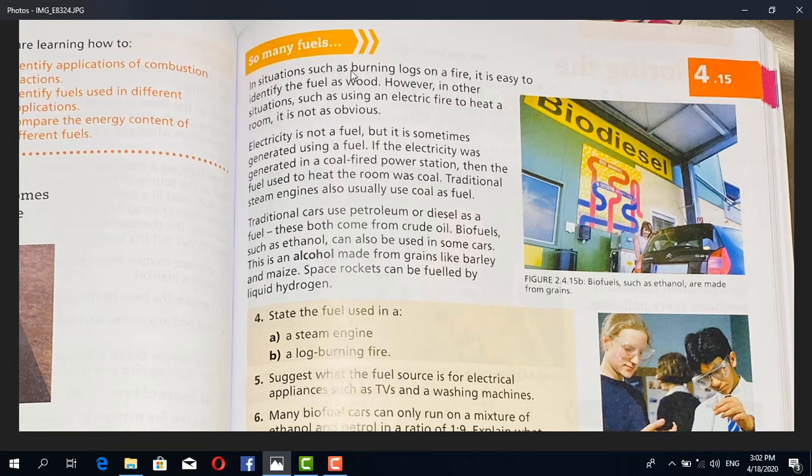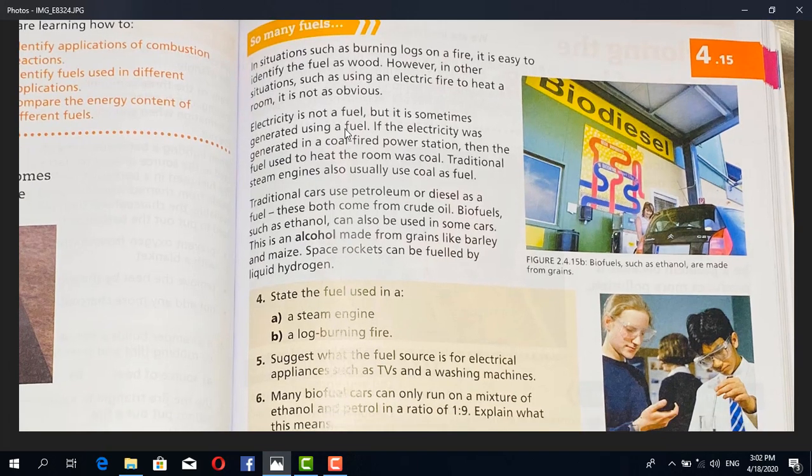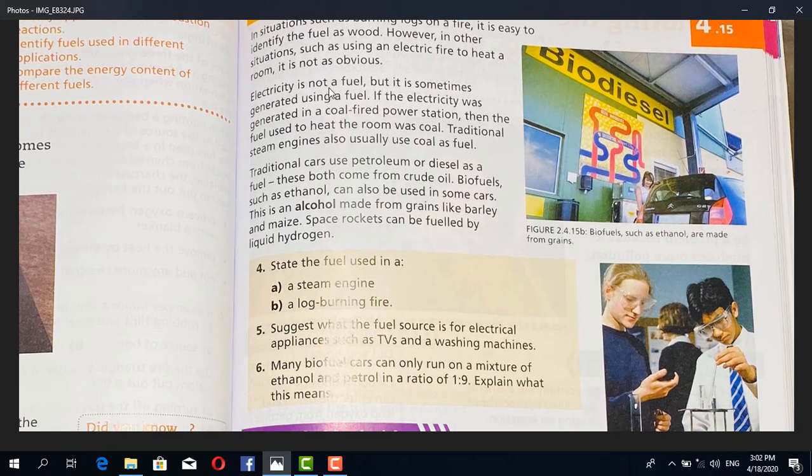In situations such as burning logs on a fire, like for camping, it's easy to identify the fuel as wood. However, in other situations like using an electric fire to heat a room, it's not obvious. Electricity is not a fuel, but it is sometimes generated using a fuel. If the electricity was generated in a coal-fired power station, then the fuel used to heat the room was actually coal. Traditional steam engines also use coal as a fuel, and traditional cars use petroleum or diesel as a fuel.